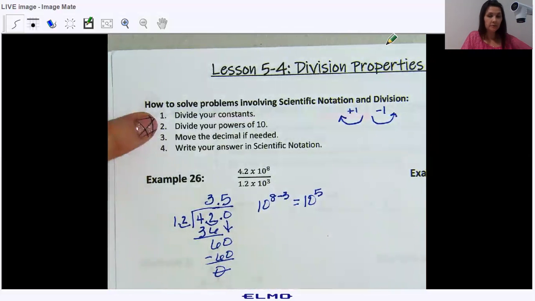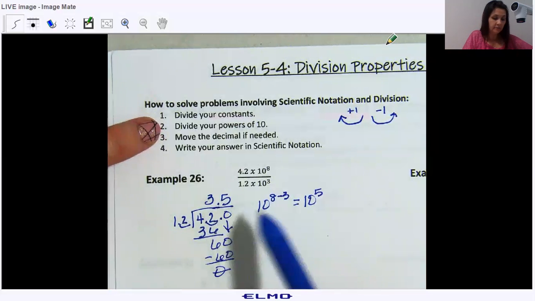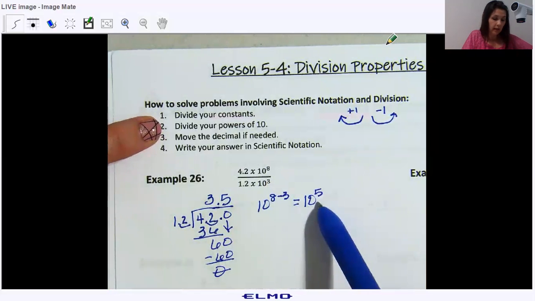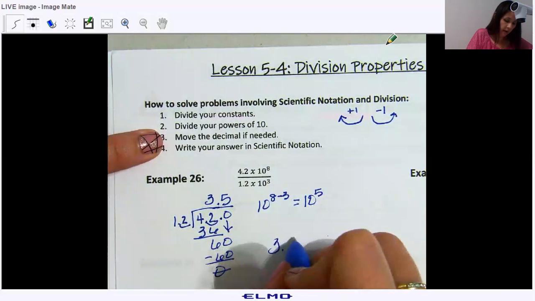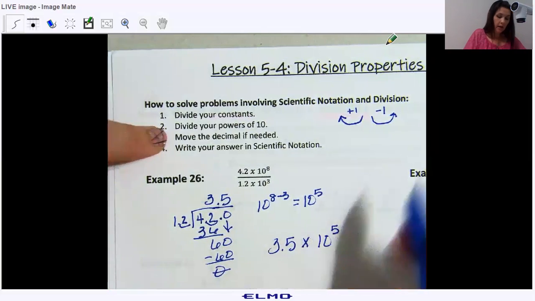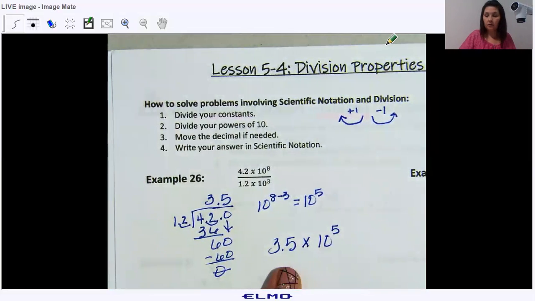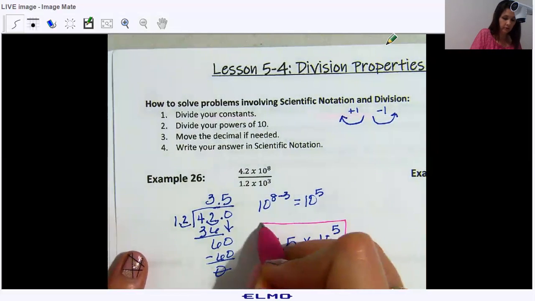So I've done steps 1 and 2. I divided my constant and I got 3.5. I divided my powers. And now I'm going to write it in scientific notation. 3.5 times 10 to the power of 5. And since the decimal is behind the very first number, I do not need to move it. This is my final answer.